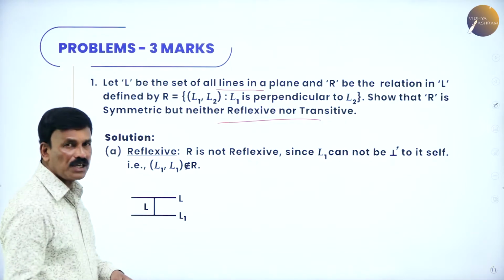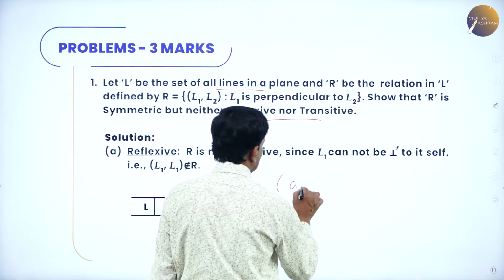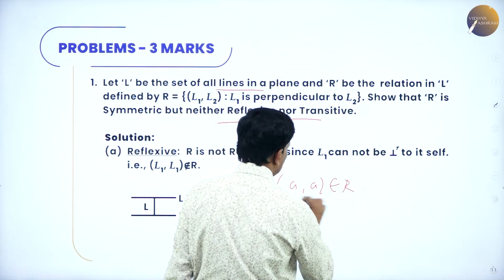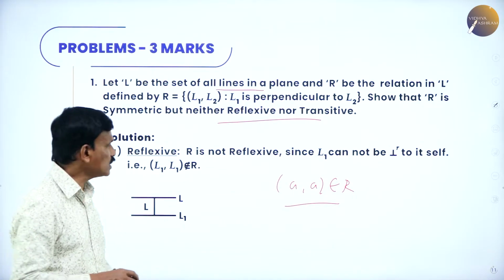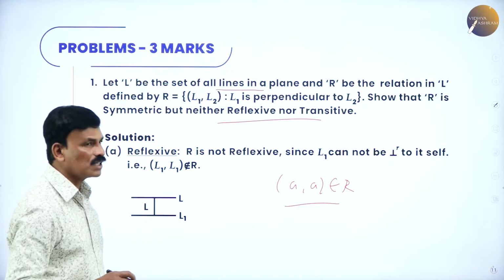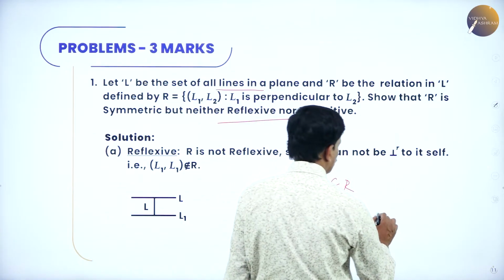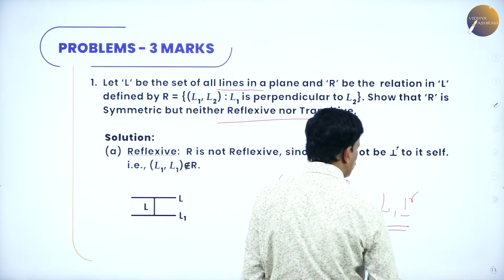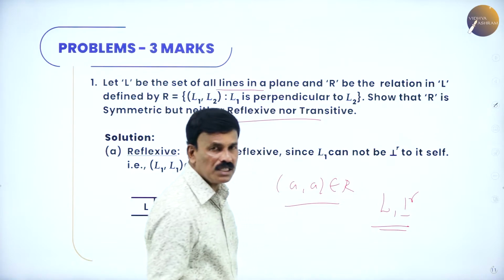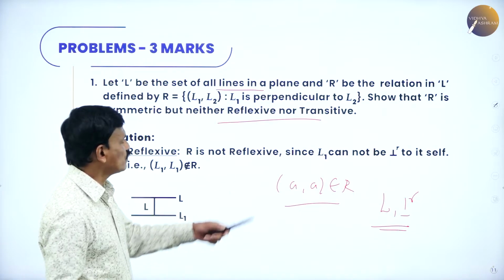Now, first, reflexive. What is reflexive? (A, A) belongs to R for all A, then R is called reflexive. Check whether R is reflexive. It is not a reflexive relation, because L1 cannot be perpendicular to itself. Suppose a line is perpendicular, it cannot be perpendicular to itself. L1 is not perpendicular to the line L1. So R is not reflexive.